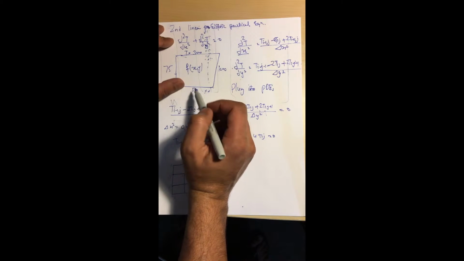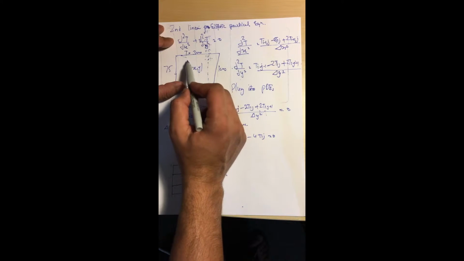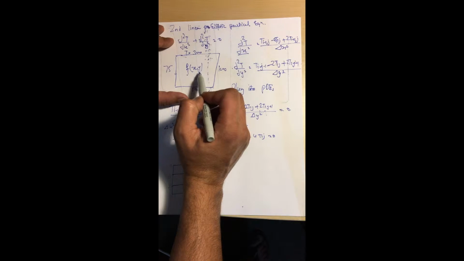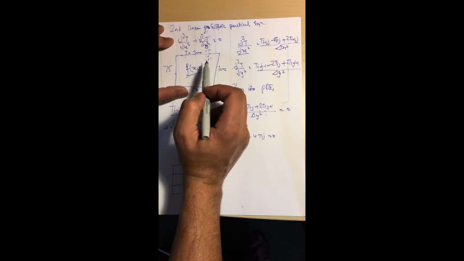To solve this, we just need to know T on the inside. This is a function of x and y. To find this function, we just need to discretize our equation.